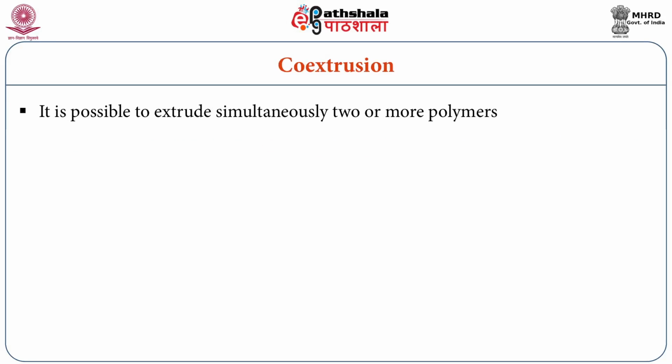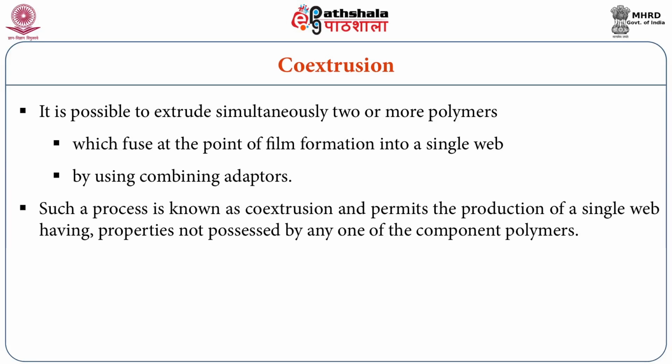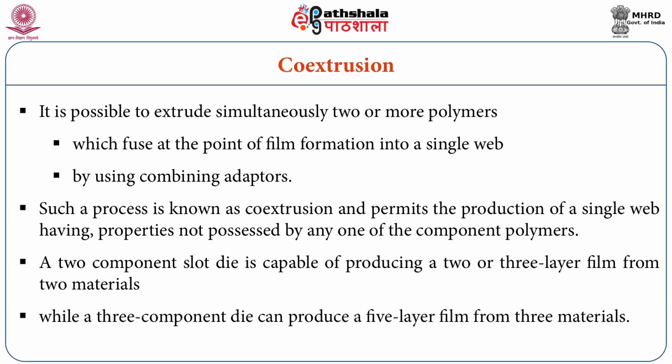Next process is co-extrusion. It is possible to co-extrude simultaneously two or more polymers which fuse at the point of film formation into a single web by using combination adapters. Such a process is known as co-extrusion and permits the production of a single web having properties not possessed by any one of the component polymers. A two-component slot die is capable of producing a 2 or 3 layer film from two materials, while a 3-component die can produce a 5-layer film from 3 materials.